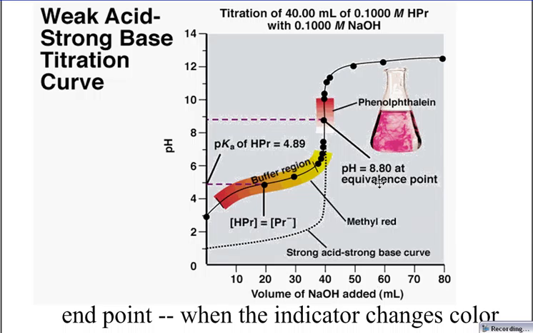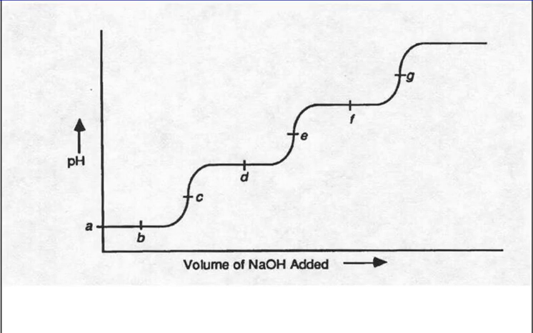Equivalency point is when moles of acid are equal to moles of base, equal to salt. End point is when the indicator changes color. All of the graphs I've shown you have had one increase. They've all had one equivalency point. However, you will sometimes have graphs that have more than one. What would that mean?